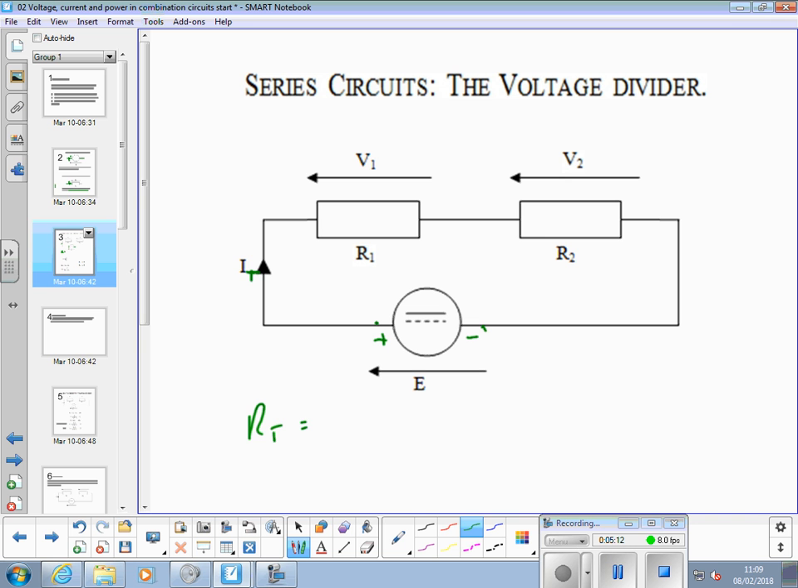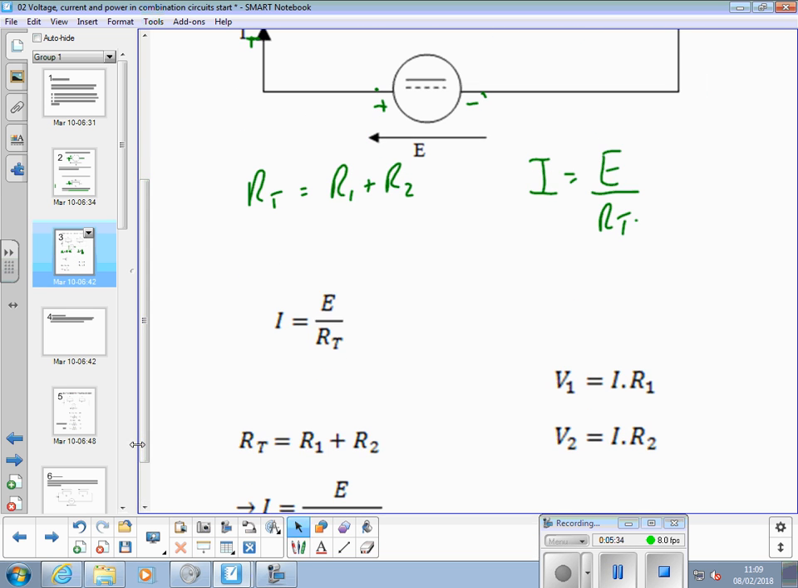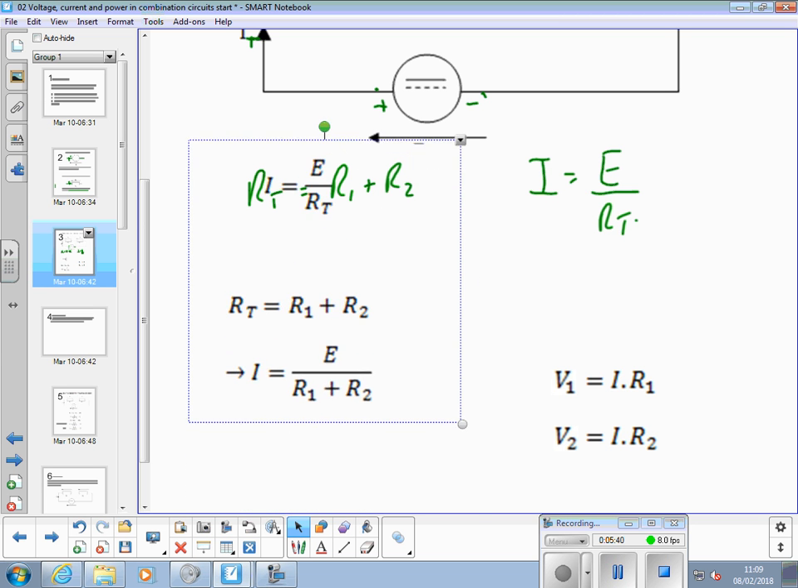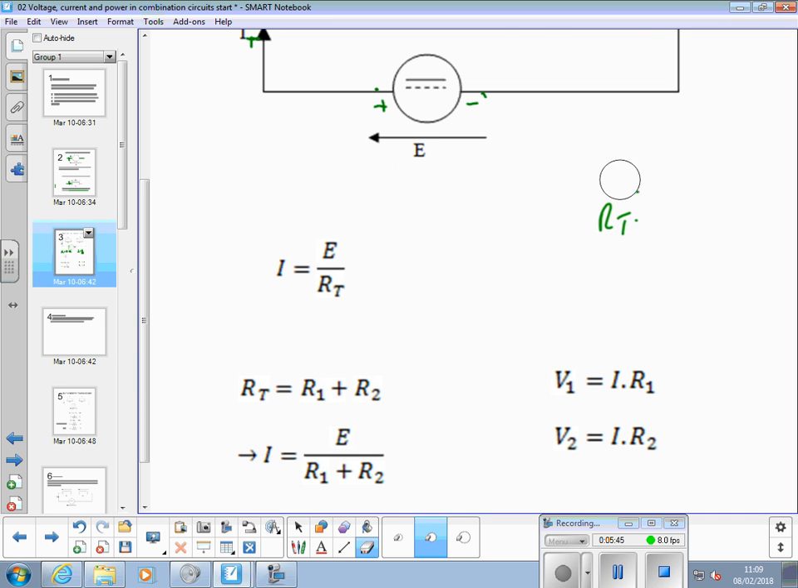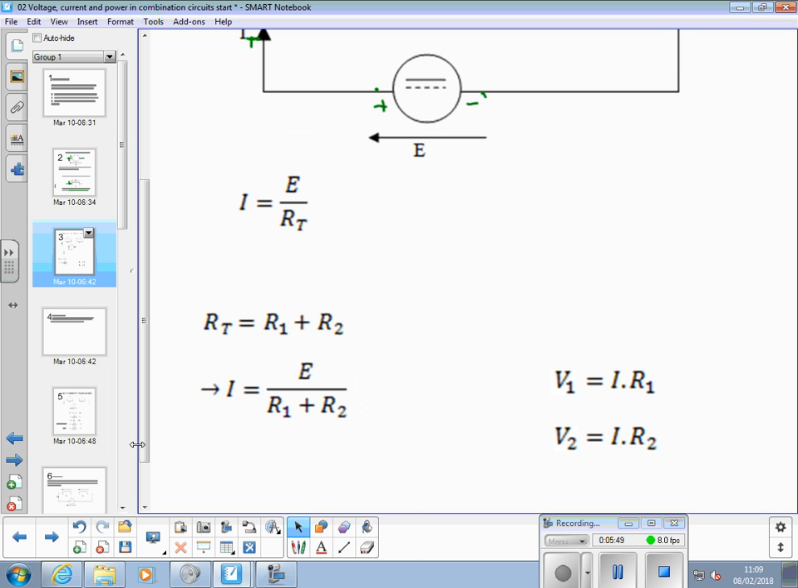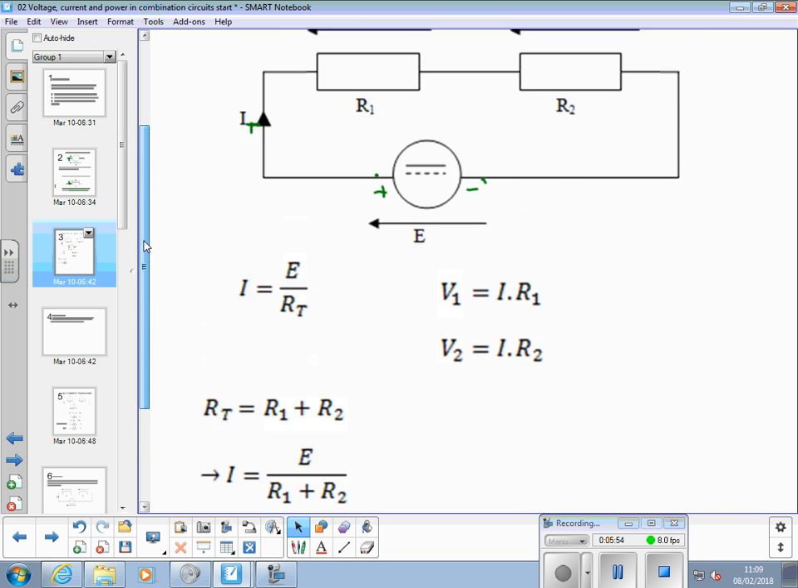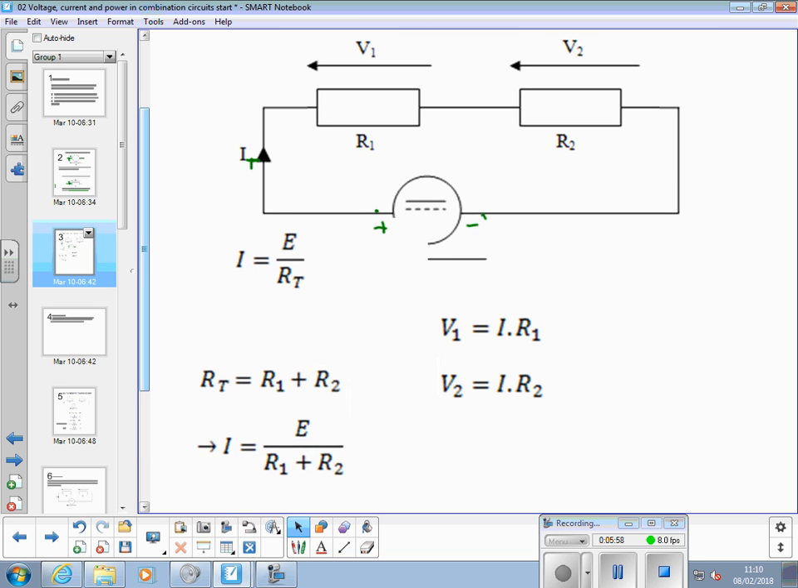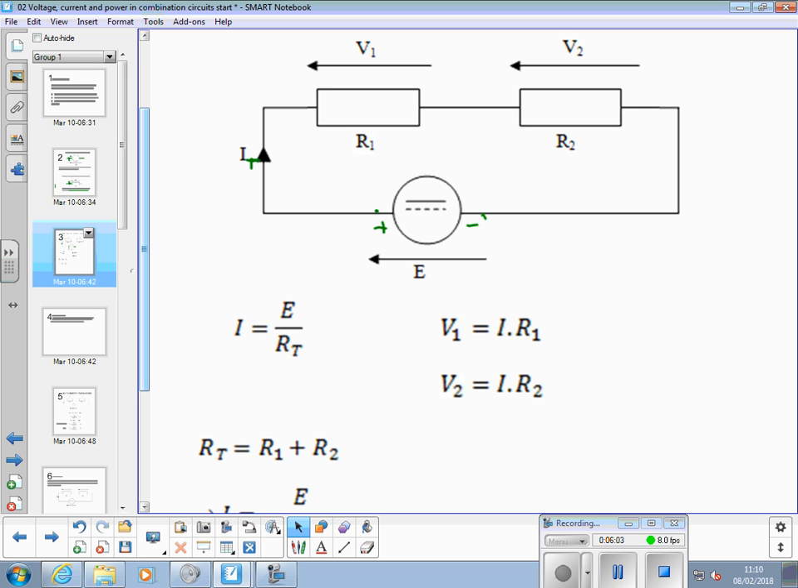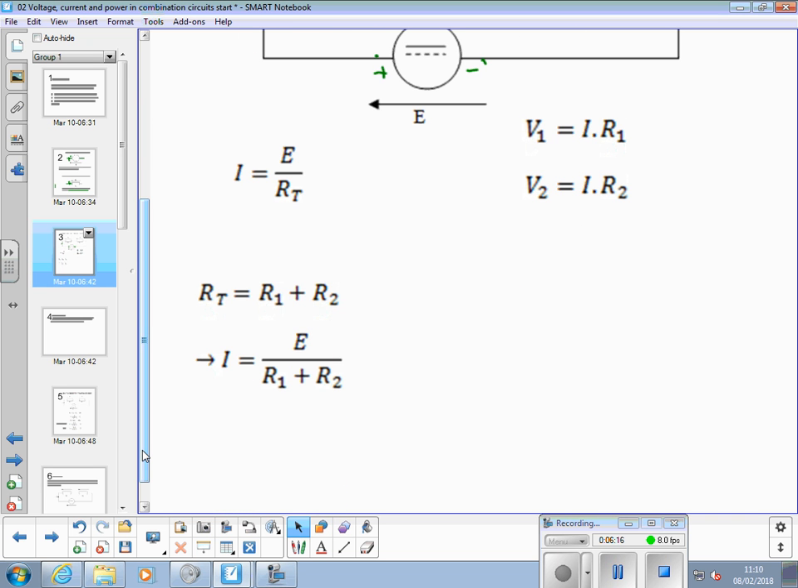RT is R1 plus R2. The current is E over RT. Multiplied, and therefore we can substitute that in if we can calculate.